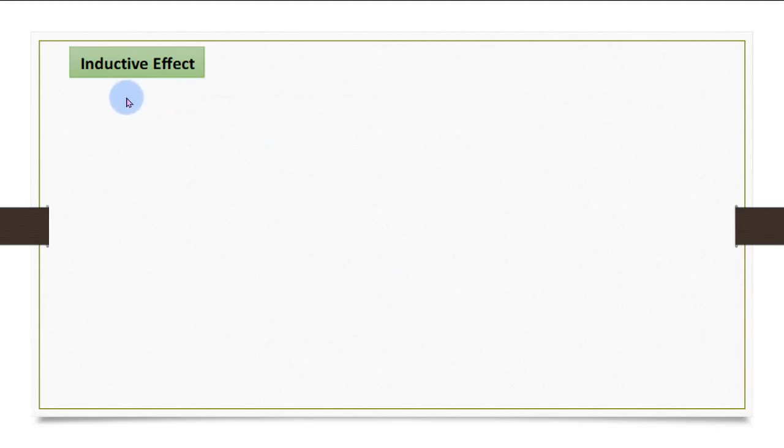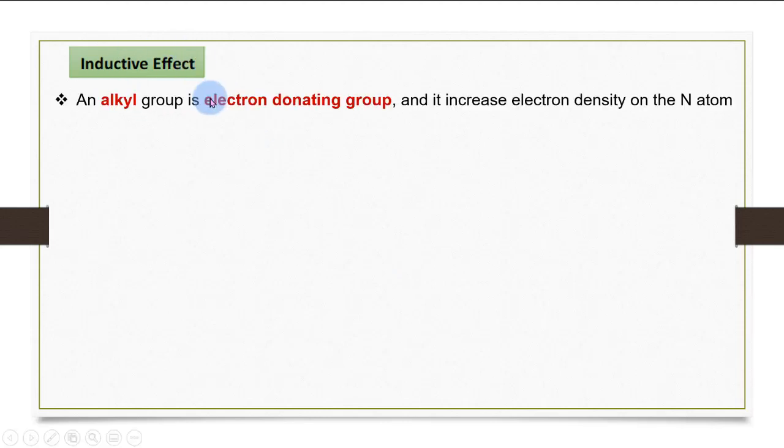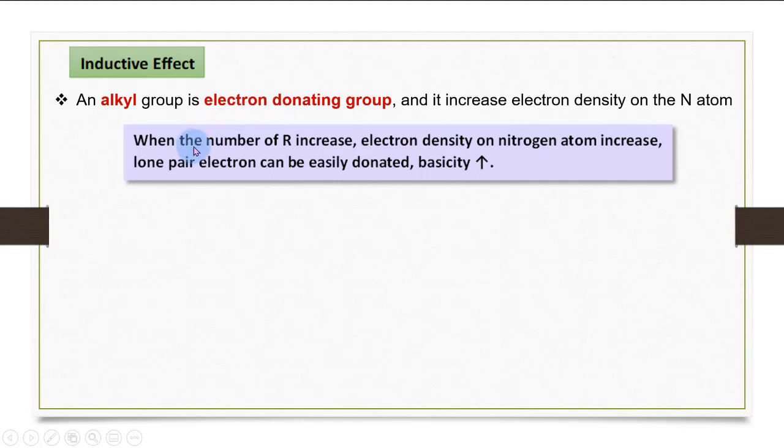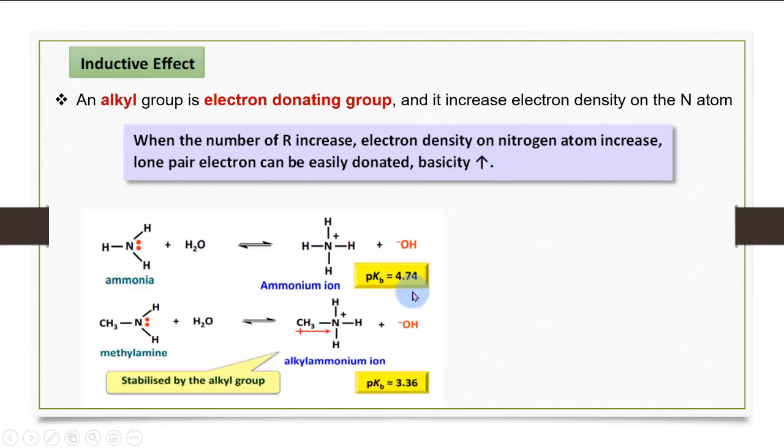So first of all, let's look at this inductive effect. An alkyl group is an electron donating group and it will increase the electron density on the nitrogen atom. When the number of alkyl groups increases, the electron density of the nitrogen atom increases. The lone pair of electrons can be easily donated, and basicity increases. So if you look at the diagram over here, ammonia with no alkyl group forms ammonium.